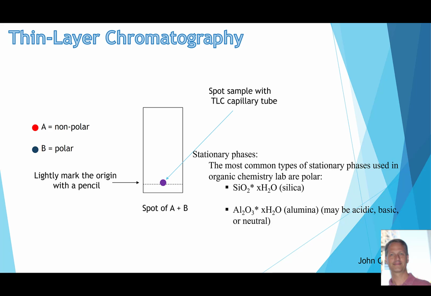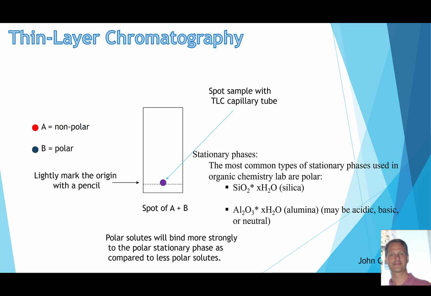The stationary phases that are common to use in organic chemistry lab are polar stationary phases, and they're usually some form of silica or some form of alumina. But nonetheless, I want you to view these things as being polar. Because of that, polar solutes are going to bind more strongly, or be attracted more strongly, to the polar stationary phase as compared to things that are less polar. So like dissolves like. Compounds with similar intermolecular forces are attracted to each other.